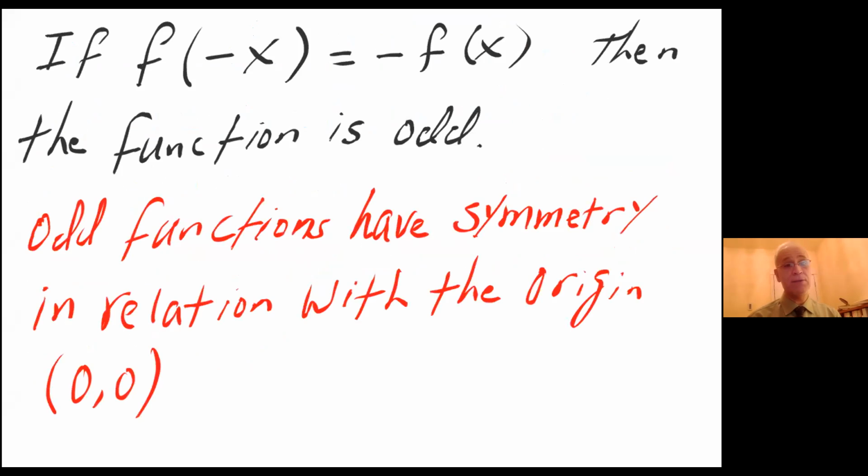If f of minus x equals minus f of x, then the function is odd. Odd functions have symmetry in relation with the origin. Let's do a few examples.